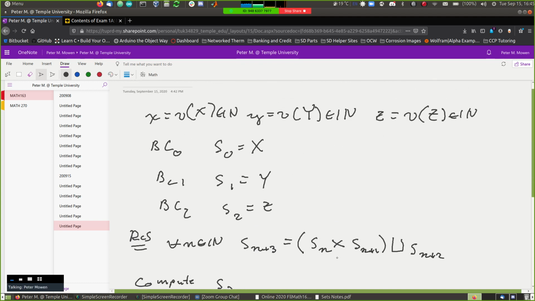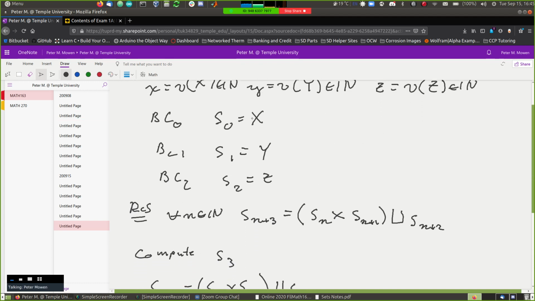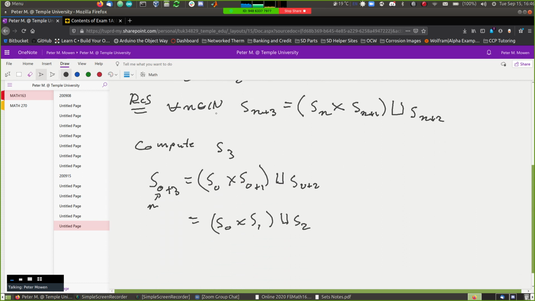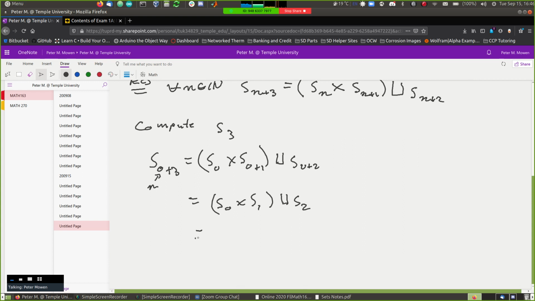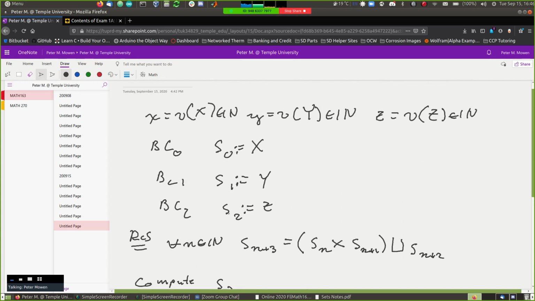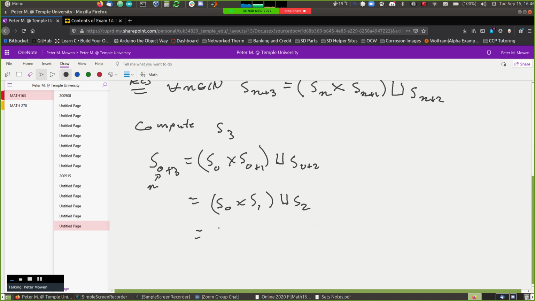And so going back to our base cases, well, S0, and I forgot colons, S0 was defined to be equal to capital X, S1 was defined to be equal to capital Y, and S2 was defined to be equal to capital Z. So that means this is equal to, what was it again? Just X, Y, and Z, right? Yeah. Capital X cross capital Y coproduct capital Z. And that would be the end.